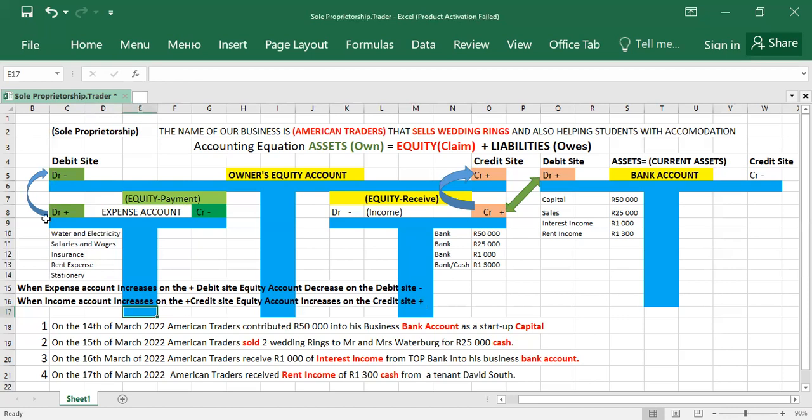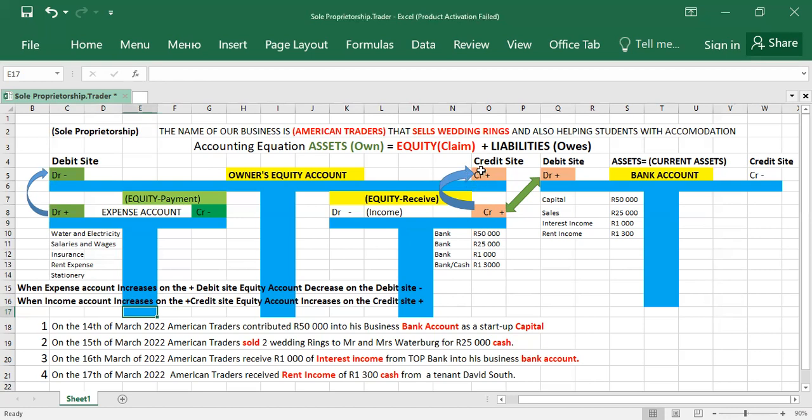These are the illustrations that I have shown you here. The first one says when the expense account increases on the debit side, the equity account decreases on the debit side. It is the same thing that I've just shown here. When expenses increase on the debit side, the owner's equity account decreases on the debit side. The last one, when the income account increases on the credit side, the equity account increases on the credit side. It is the same thing in this illustration. The income account increases on the credit side, and then the owner's equity is also going to be increasing on the credit side.